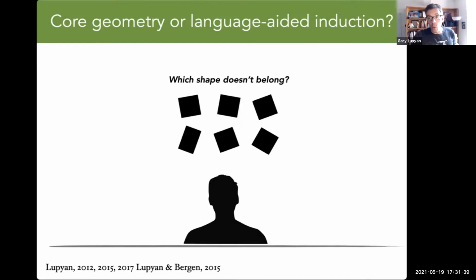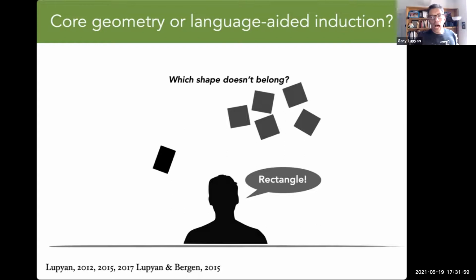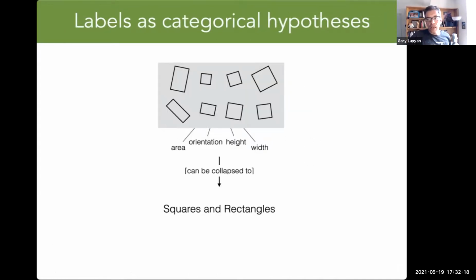So what would you do faced with this task? Which shape doesn't belong? Well, to many people, looking at this display, the answer comes pretty spontaneously, right? These are squares, that's not a square, or rectangle, not rectangles. So the idea is that by virtue of these shapes being easy to name, the solution suggests itself, right? So it makes it easier to pose that categorical hypothesis. Oh, rectangle versus non-rectangle. Another way of thinking about it is that this high dimensional space, these shapes differ in orientation and area and height, width, in position, right? Can be collapsed to squares and rectangles, or even squares and non-squares. Okay, so you're collapsing it to a lower dimensional manifold.